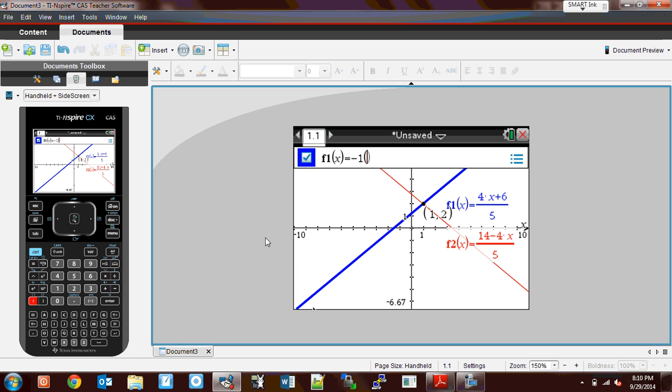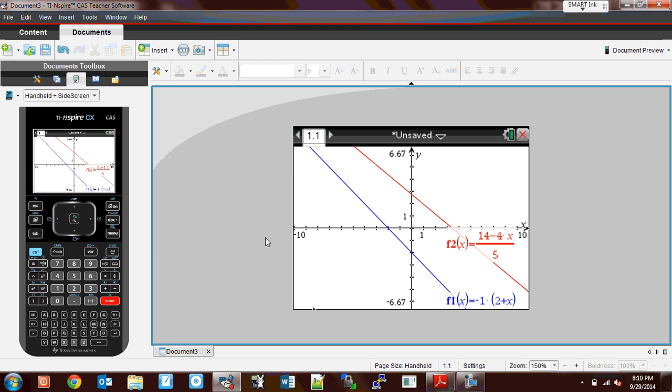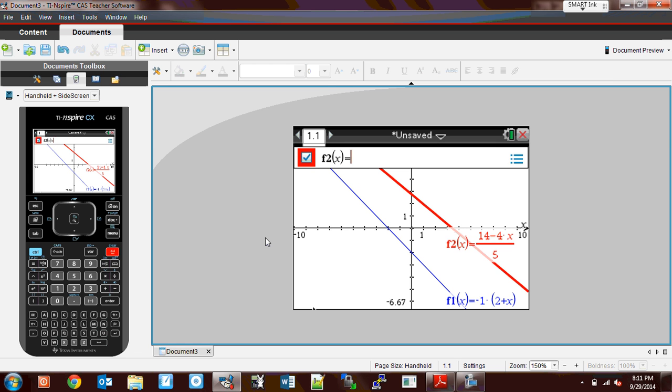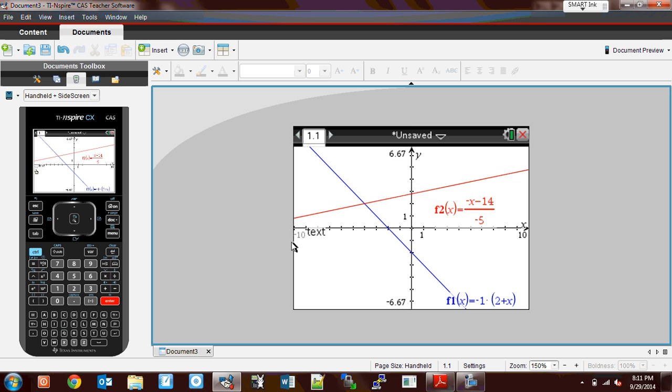And then we're going to add the x, so it's going to be 2 plus x. So there's the first one. And the second one is x minus 5y equals negative 14. So let's subtract the x across. So we're going to have negative x minus 14, and then we're going to divide that by negative 5. So there's our other one.